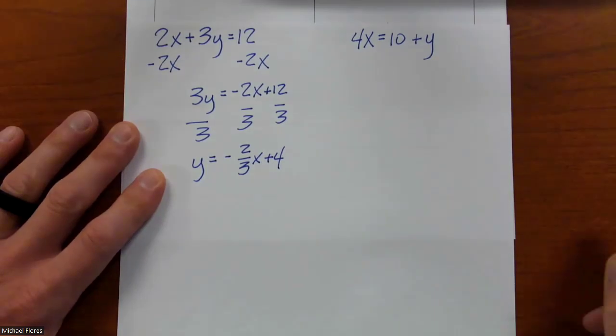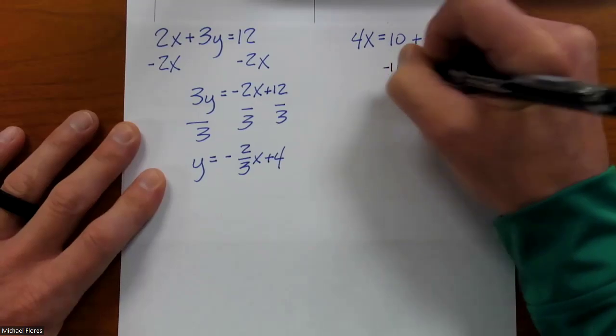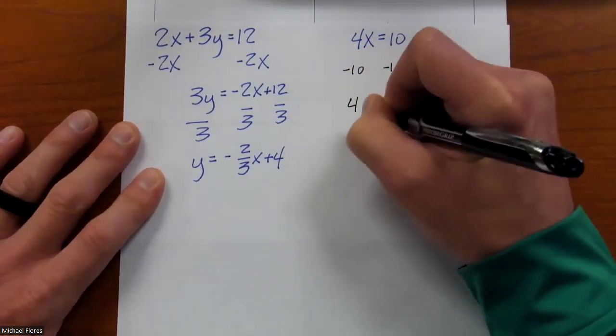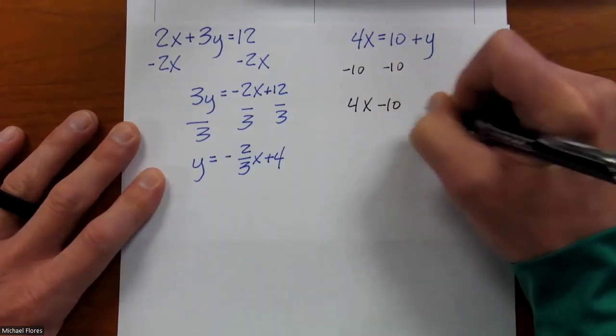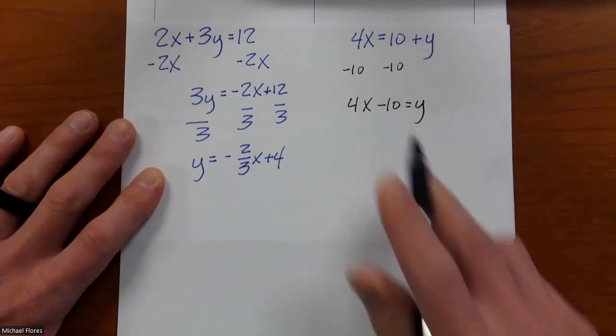And there's one line we can graph. Now let's work on this one. Oh, this one isn't too bad. Let's just subtract 10, bring it over there. So that would give us 4x minus 10 equals y. So these are the two equations that we are going to graph.